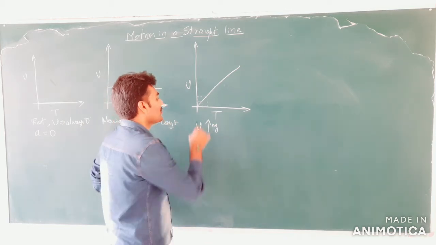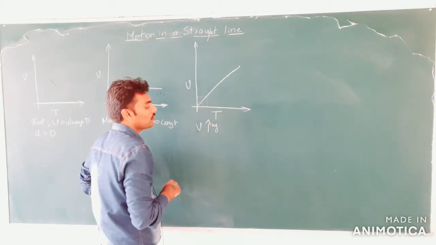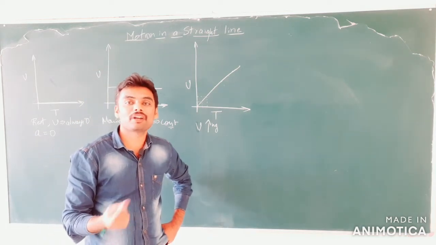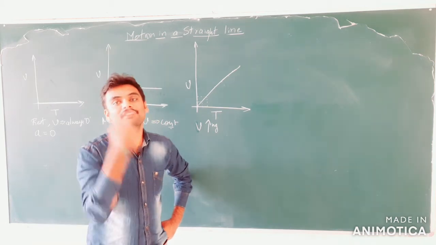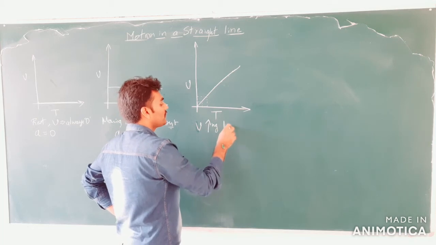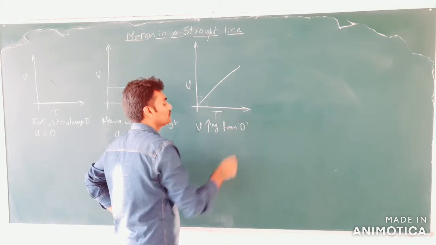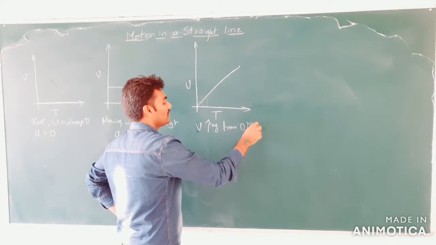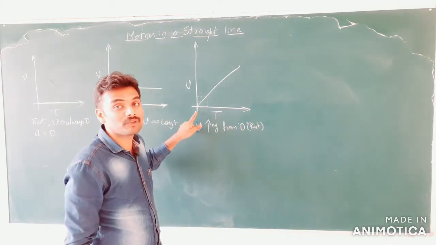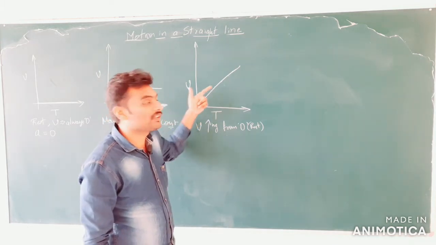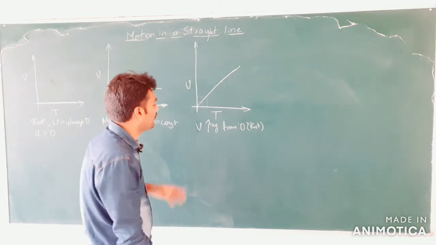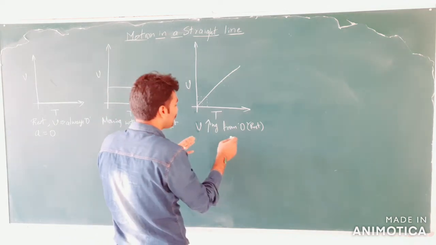Now, what was the initial condition? The initial condition is that the body started its motion from rest, and then the velocity started to increase. So velocity is increasing from rest, or from 0. 0 means the body is at rest. So in this situation, the body has started its motion from rest, and the velocity is increasing with respect to time. Okay, fine. So this is about what is happening to velocity.